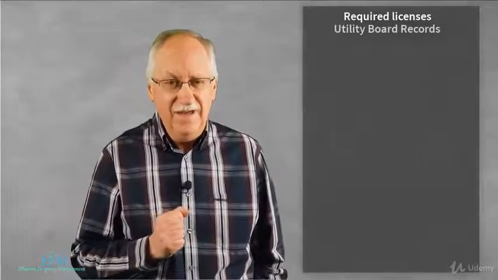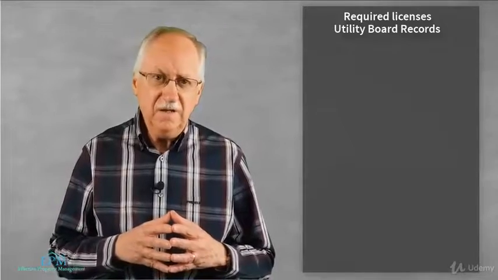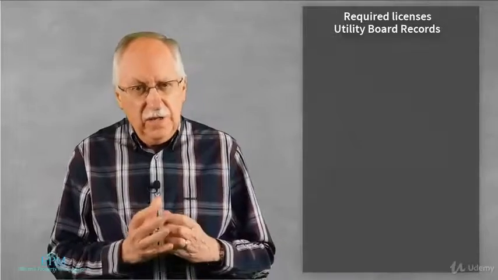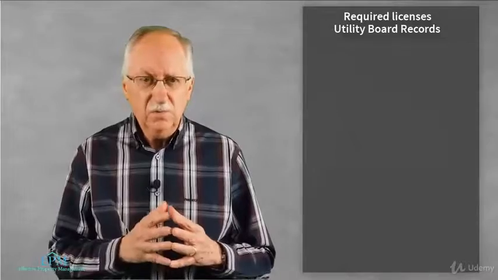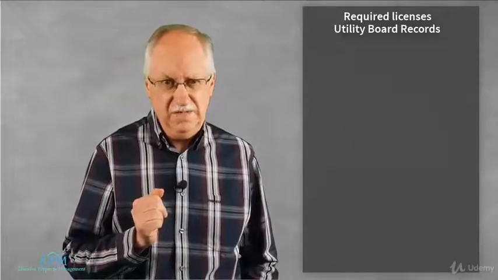In Lecture 2, I discussed the required licenses which a property owner has to have and to make sure that he or she has current copies of all state and local rental laws and ordinances which can affect the rental property. Following in Lecture 3, looking at utility board records which include electricity, natural gas, water, sewer, trash collection, telephone connection, etc., and the importance to contact each of the utility companies and arrange for transfer of these utilities.